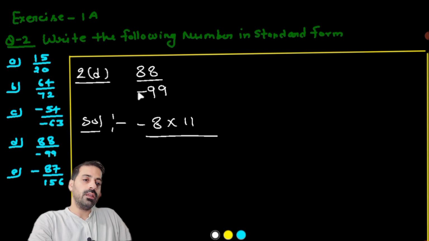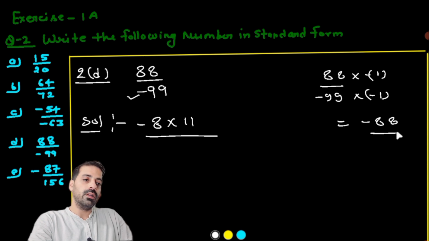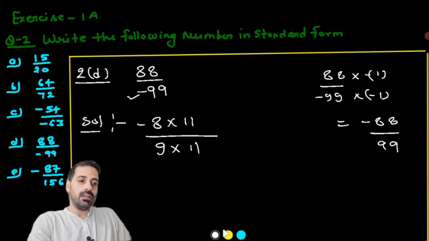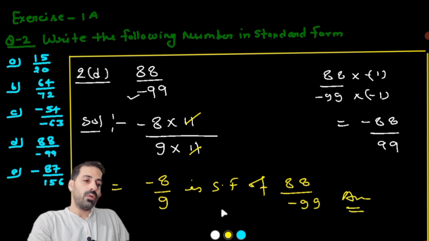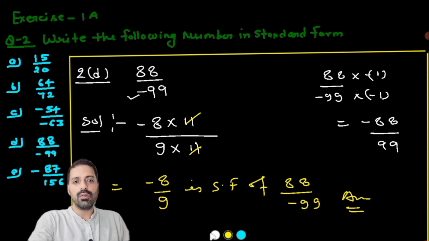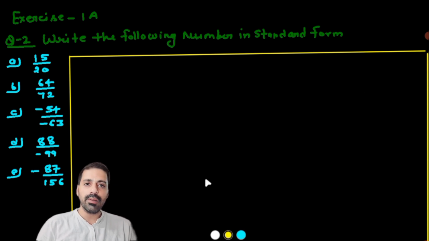8 multiply 9, and we have to apply the negative sign in the numerator, because in the denominator the negative sign is your enemy. And how can you defeat it? By multiplying the numerator and denominator by negative 1 and negative 1, then it becomes negative 88 upon 99. The factors of 99 are 9 multiply 11, so the common factor here is 11. So we have negative 8 upon 9 as the standard form of 88 upon negative 99, and this is the answer of this question. I hope you understand this question very well, my dear students.